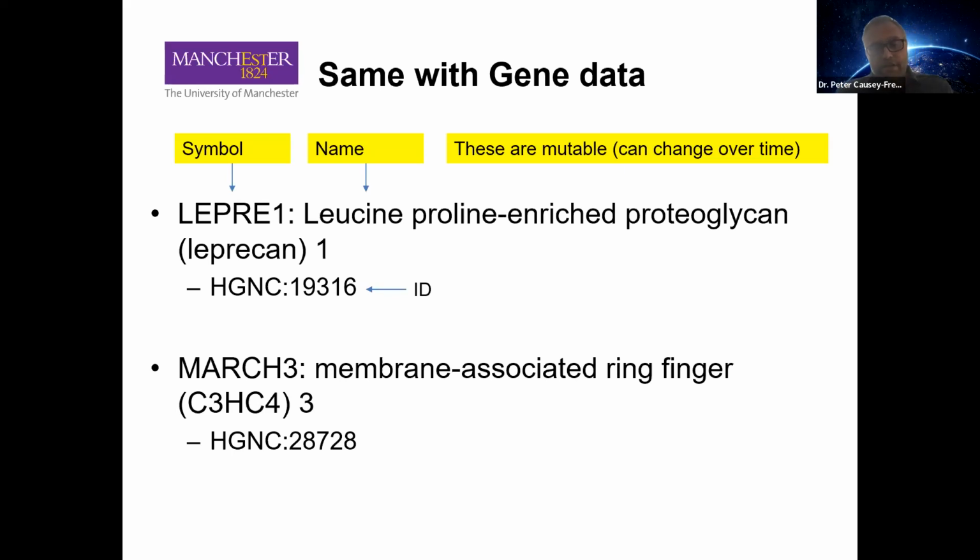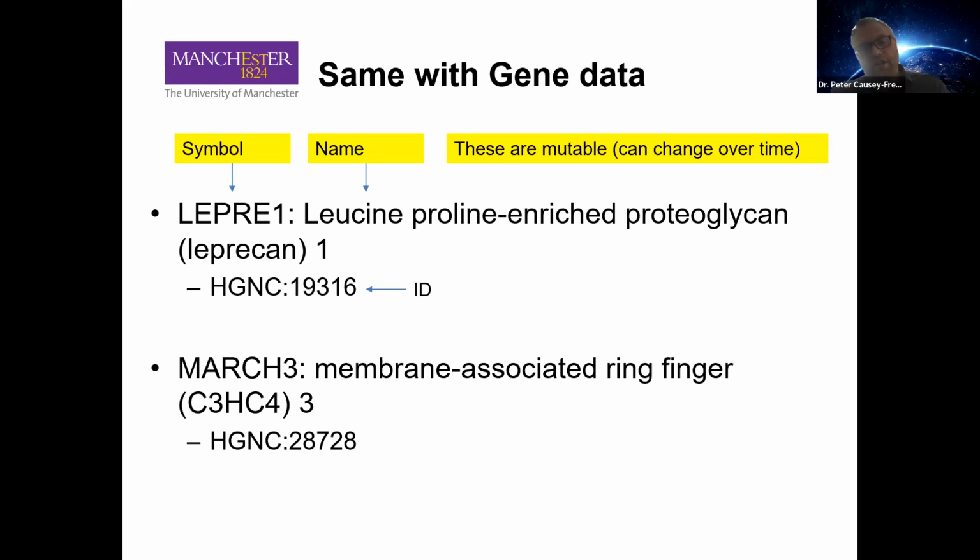Both of these genes have now been updated. These symbols are now out of date. The top one, the new symbol is P3H1, and this was changed for reasons that it was unseemly to call someone with short stature because of a genetic disease, leprechaun. There was an unfortunate connotation of that, so they changed the name of the gene for political correctness reasons.